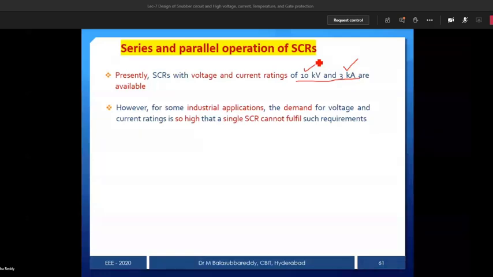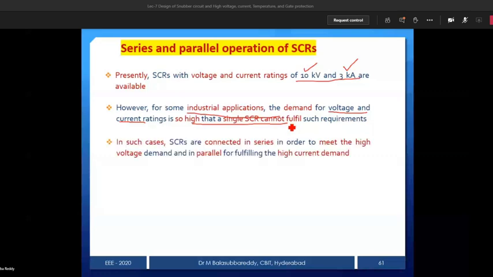So that's what I mentioned here. For industrial applications, if the demand, whether a voltage demand or a current demand, is more than the one SCR rating, then we have to go for series and parallel operation. In such a case, we connect in series to meet the voltage demand. You remember, series is for voltage demand, parallel is for current demand. So you can connect in parallel to meet the current demand.